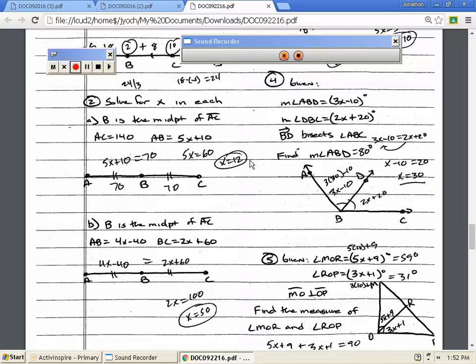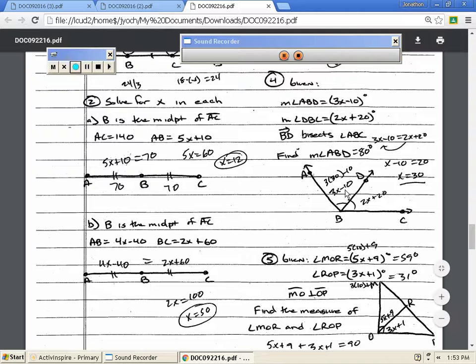Alright, solve for x in each. B is the midpoint. So if AB is 5x plus 10, it's not the whole thing, it's half. It's half of 140, set it equal to 70. You're going to get x is 12. B is the midpoint. We have 2 equal segments here, so set 4x minus 40 equal to 2x plus 60. Subtract 2x from both sides and add 40. You get 2x is 100, x is 50.